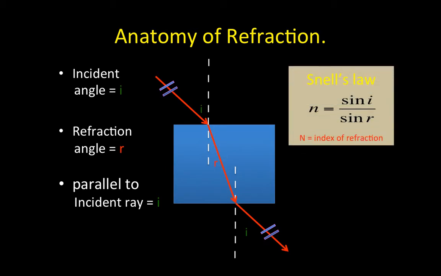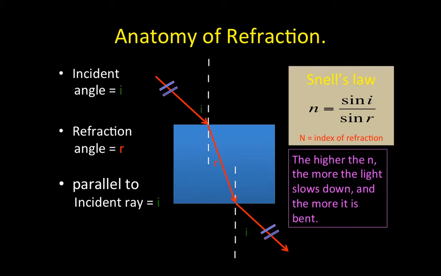Okay, and we can use something called Snell's law to calculate the index of refraction, lowercase n. And it's just sine of the incoming ray over sine of the refracted ray. We can also do this graphically, and you'll do that. You'll get n from the slope of the line by graphing sine of i over sine of r and taking the slope.